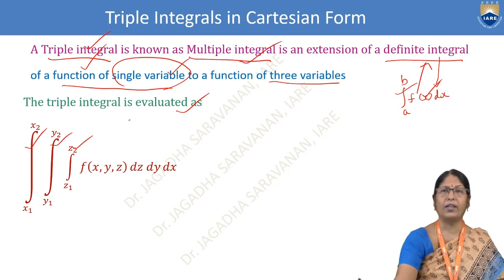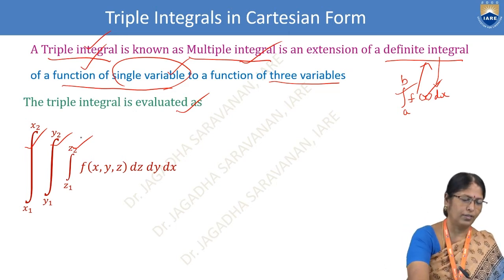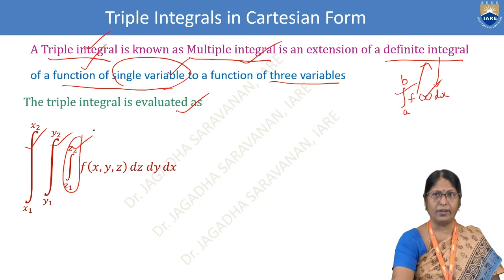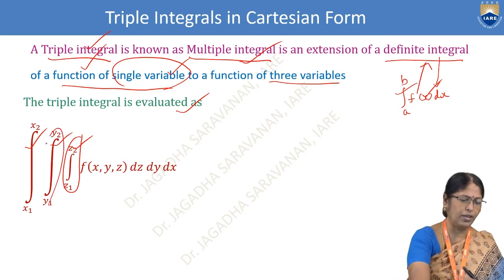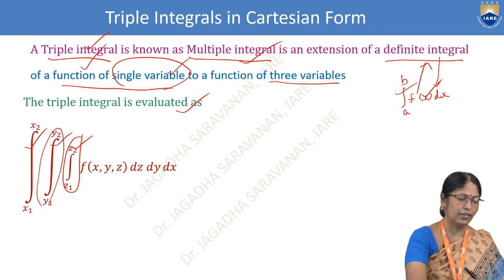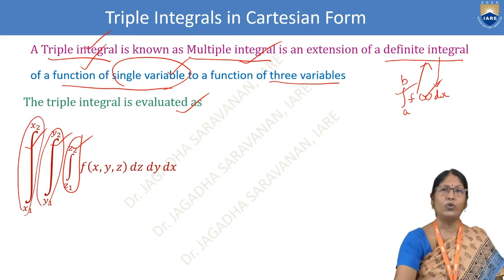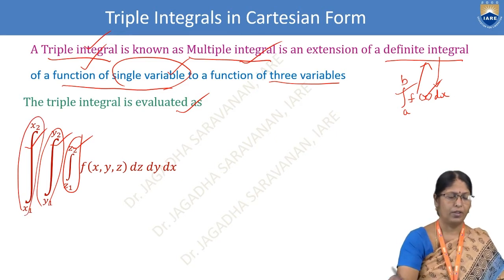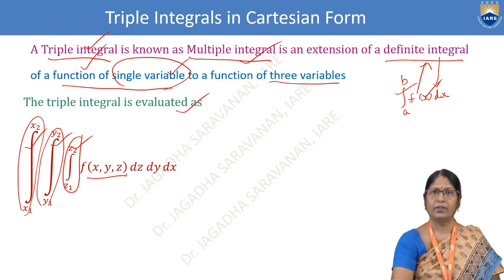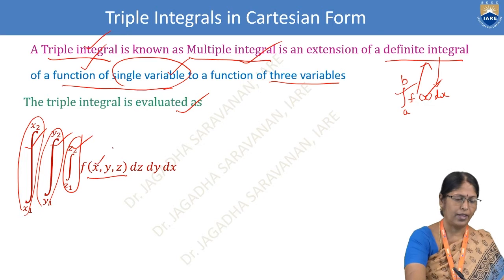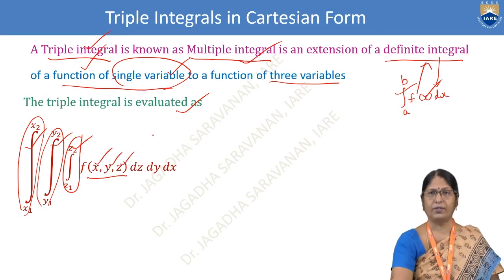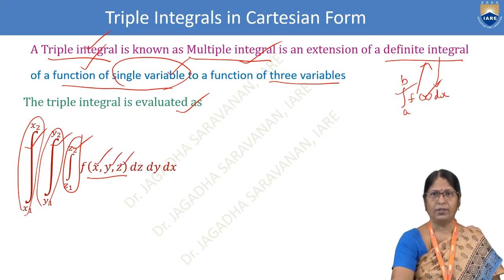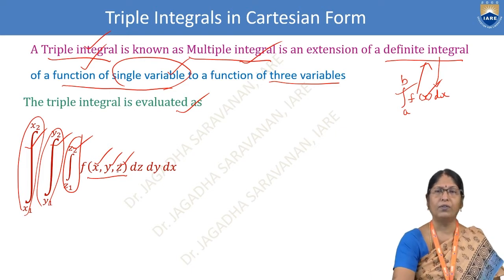as it is a triple integral, three integrations are there. This is called the innermost integral. This is the middle integral. The last one is the outermost integral. The function has the variables x, y, and z. Three variables. The function is written in terms of three variables.